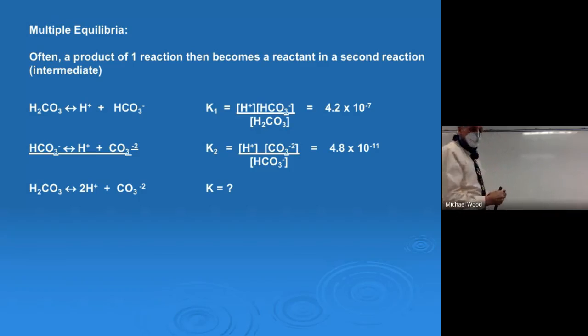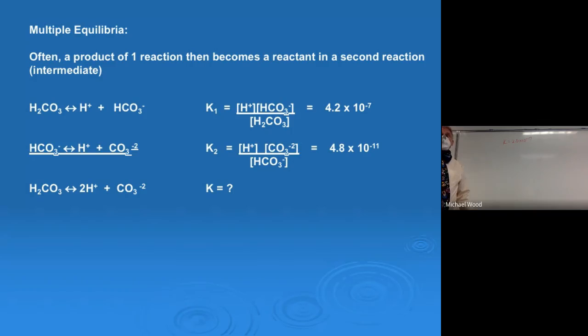So if I do that here, if I take 4.2 times 10 to the negative 7 times 4.8 times 10 to the negative 11, what I get for K here is 2 times 10 to the negative 17. Okay, so the point of this slide: when you're taking a series of reactions, to find the final K you don't add them up. That's what you do with delta H. You multiply them all together.